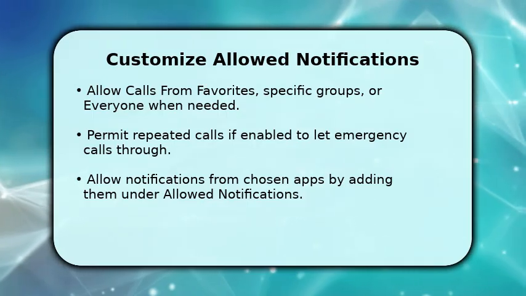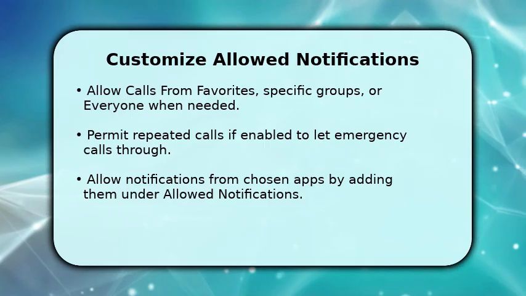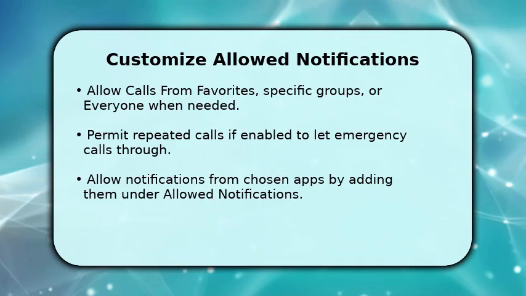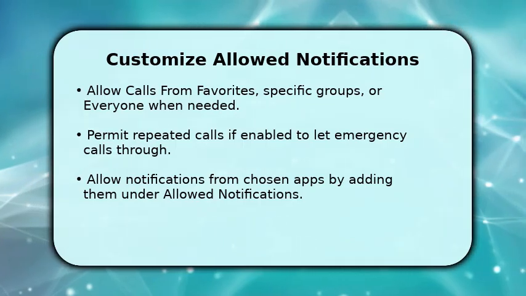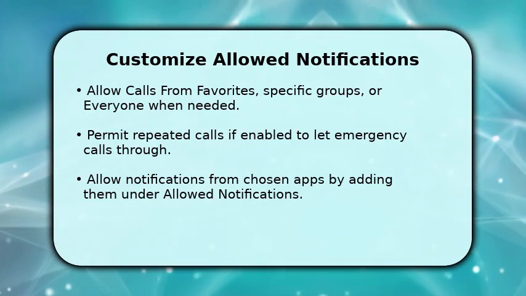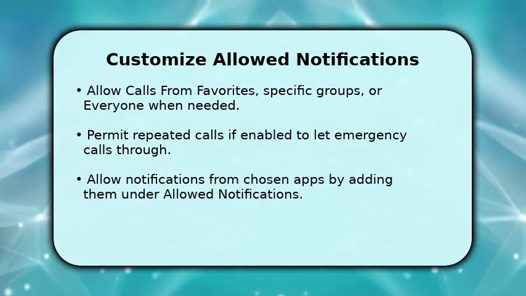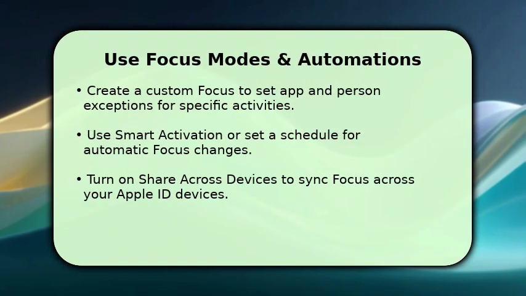Next, tap Apps to add permitted apps that can send notifications during Do Not Disturb. Review lock screen and home screen options to hide notification badges and dim the lock screen for fewer distractions. Create a custom focus to tailor Do Not Disturb for work, sleep, or driving activities.